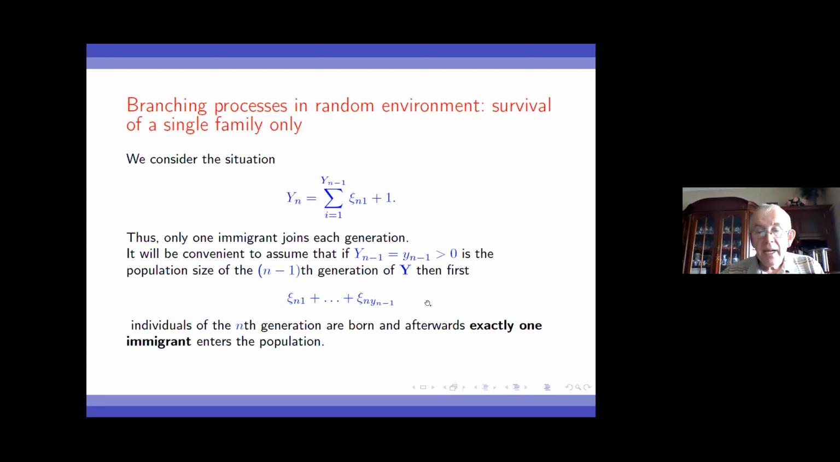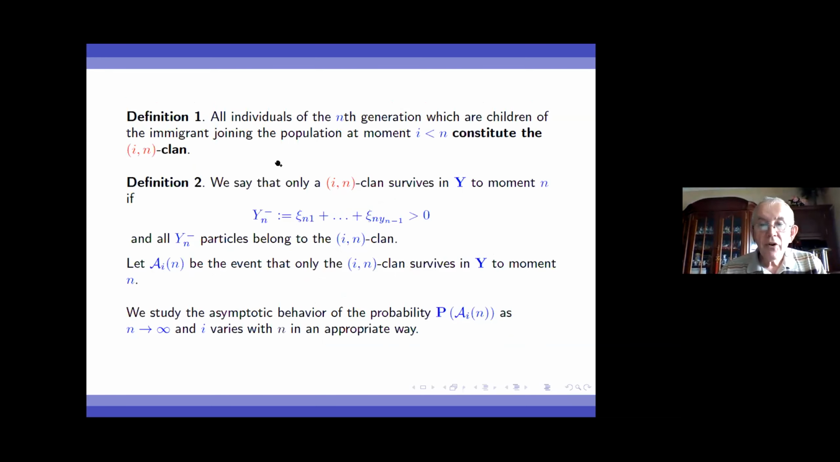And only afterwards, when we see the situation, we add exactly one immigrant to the population. So in this case, we are able to introduce the notion of survival of a single family only. How will we do this? First of all, we introduce the following definition. All individuals of the nth generation, which are children of the immigrant who joins the population at moment i less than n, constitute the i,n clan.